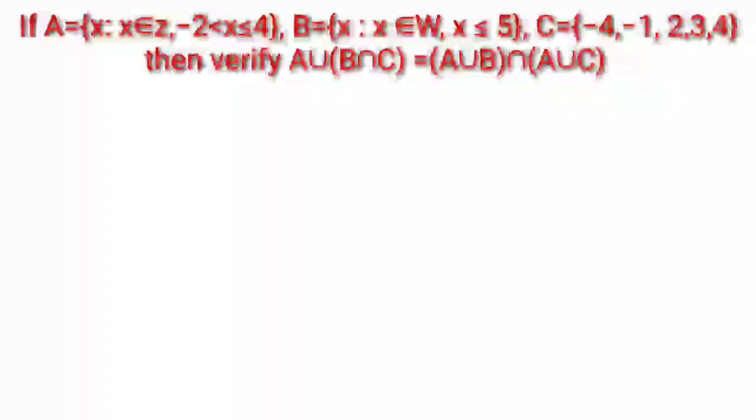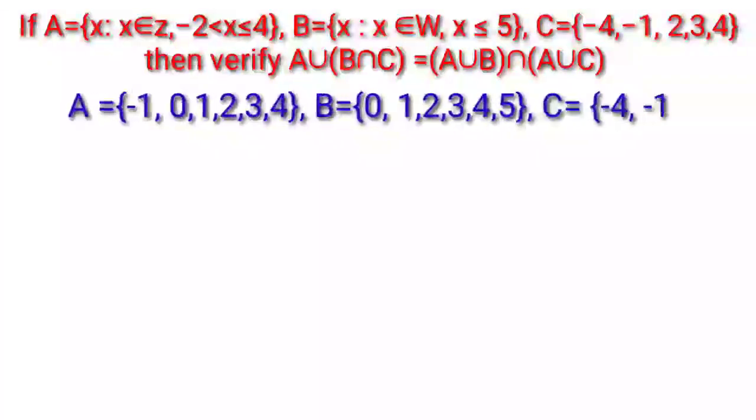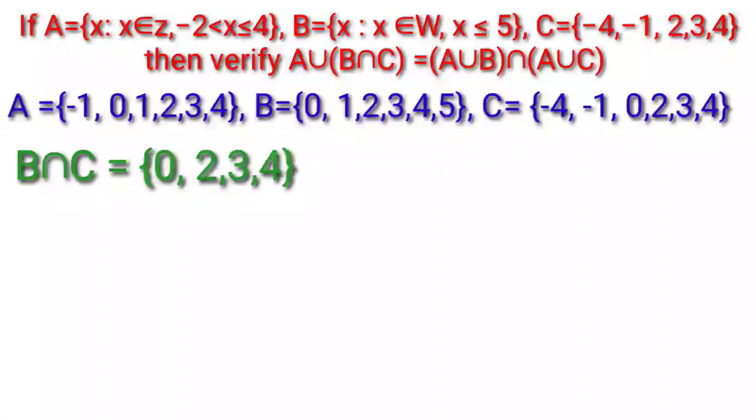In this, the sets A and B are in the set builder form, so we have to write them in the roster form, with set A consisting of -1, 0, 1, 2, 3 and 4, and set B consisting of 0, 1, 2, 3, 4 and 5. Set C consists of -4, -1, 0, 2, 3, 4. Then you have to find B intersection C, which is in the left hand side. The common elements between B and C are 0, 2, 3 and 4.